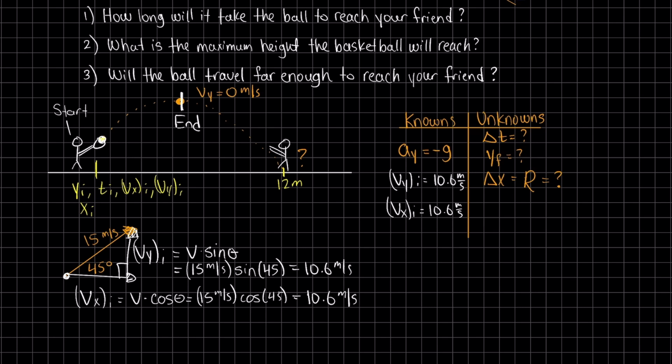I'm going to stop my analysis at the very peak because I know that the final vertical velocity, VYF, is equal to 0. And I get to call it F because I'm deciding that that's the end of my analysis.